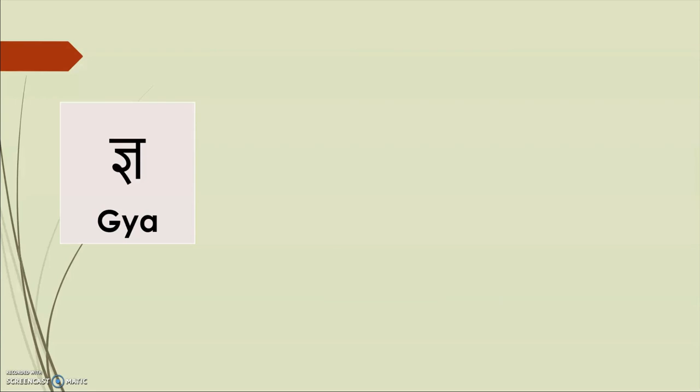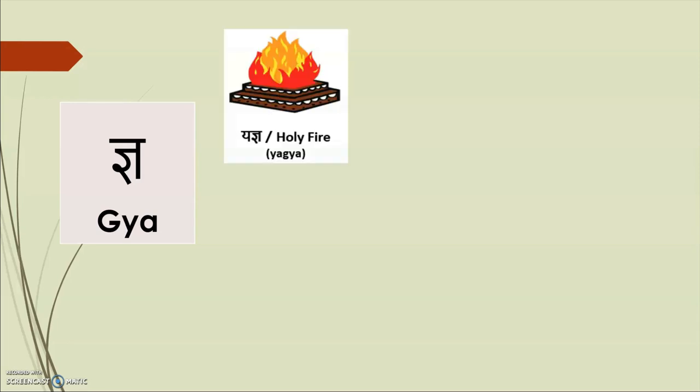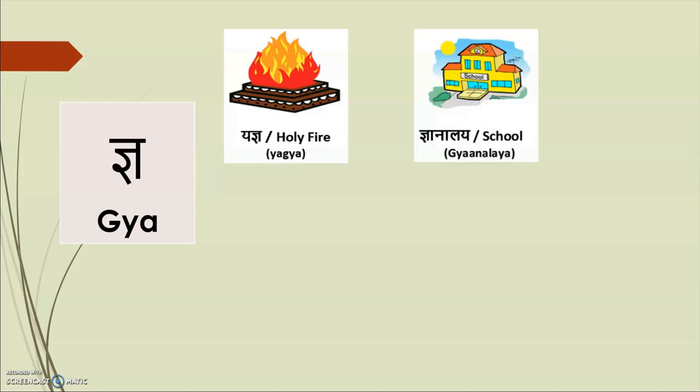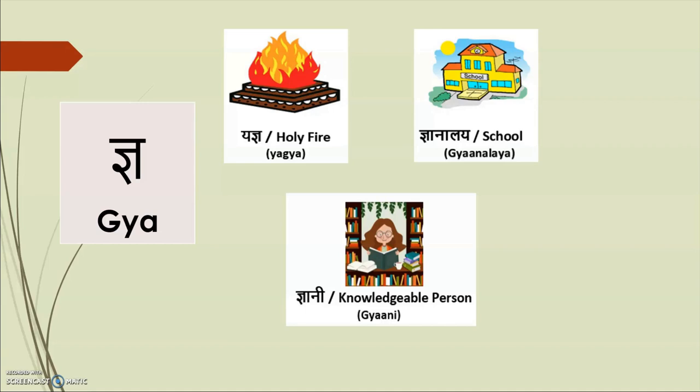Now the last letter of the eighth group of consonants is gya. In the first picture we can see a holy fire. Holy fire in Hindi is called yagya. In the next picture we can see a school. School in Hindi is called gyanalay. In the third picture we can see a knowledgeable person. Knowledgeable person in Hindi is called gyani.